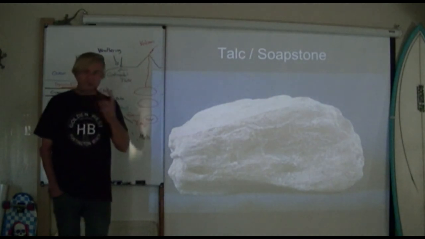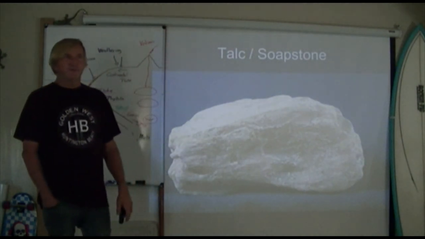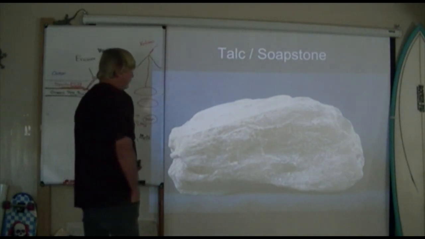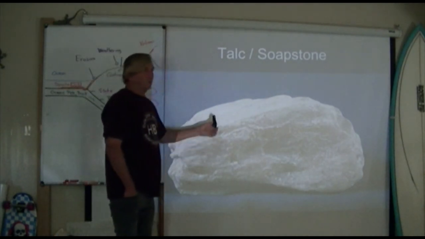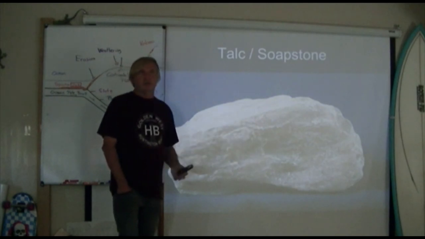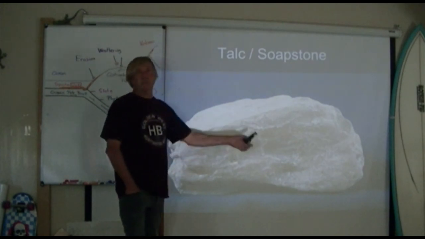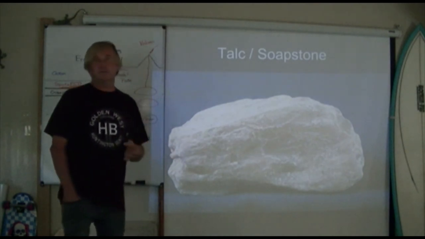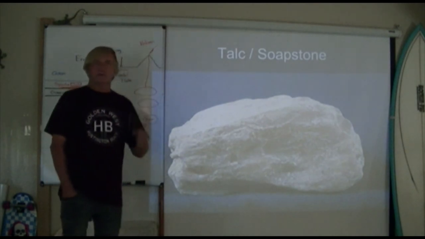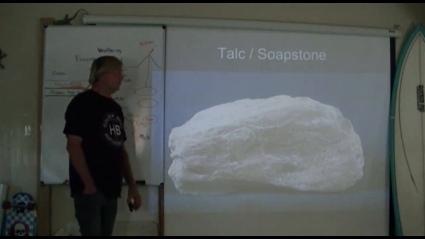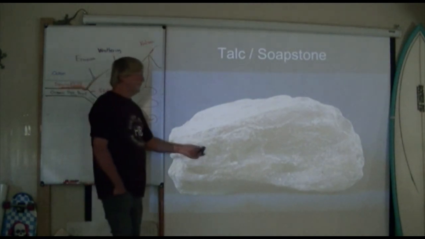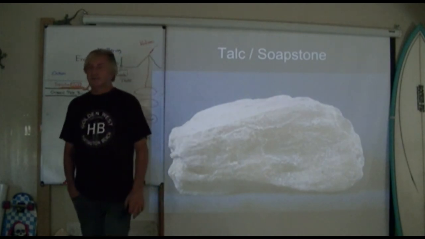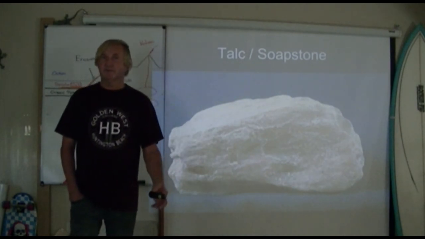And then the last metamorphic rock that we need to talk about is talc. So talc is considered a mineral because it often does grow crystalline structures. It also is known as soapstone, which means it's the impure form, the non-crystalline form of talc. As it turns out, soapstone is the only metamorphic rock that does not have a direct parent.